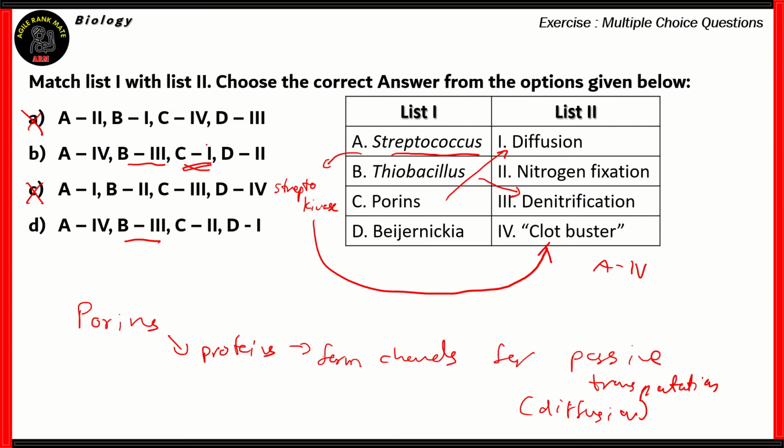Now, the option having A4, B3, and C1 is only present in option B. So therefore, the other options turn out to be incorrect. Options A and C are incorrect because they had a mismatch of A, and option D is incorrect because C is being mismatched with nitrogen fixation, whereas in fact it's Beijerinckia which deals with nitrogen fixation. So therefore option B, A4, B3, C1, D2 is the right option.